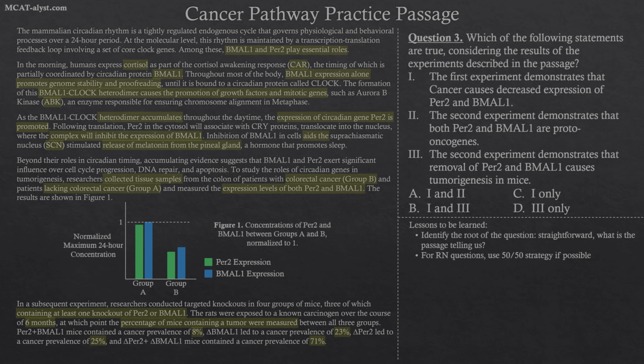Of course, we're going to be eliminating anything that's scientifically incorrect, doesn't apply to the passage or the question, or anything like that. But we are going to go ahead and start with Roman numeral 3, which states that the second experiment demonstrates that the removal of PER2 and BMAL1 causes cancer in mice. The first thing I want to note is that you need to be really careful with correlation versus causation. This is one of those things that really confuses most students on the MCAT.